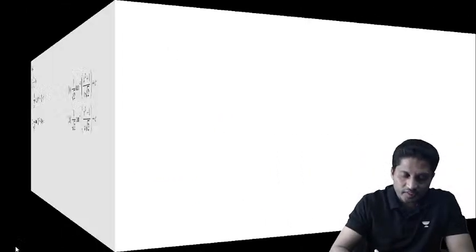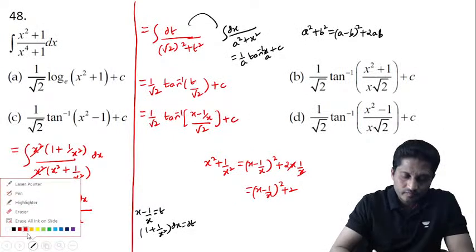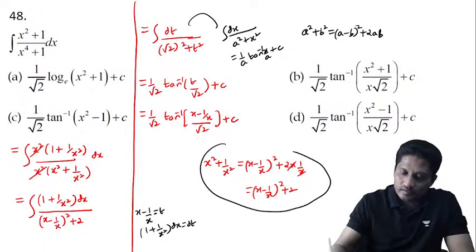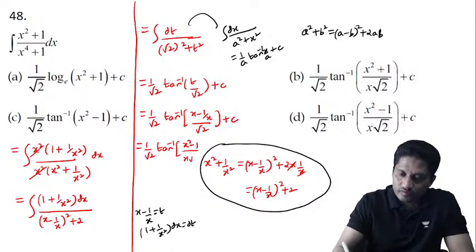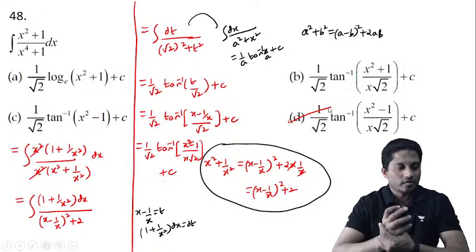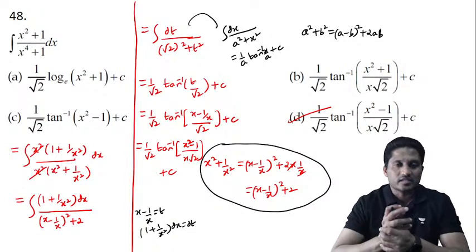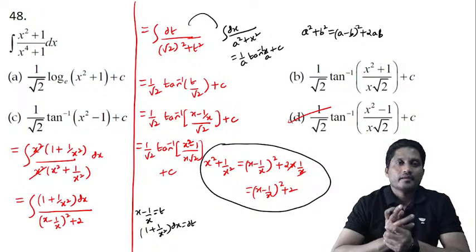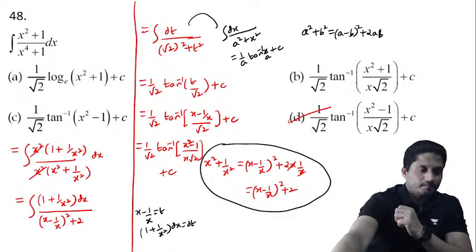Right, now if I cross multiply, this becomes 1 by root 2 tan inverse of x square minus 1 divided by x root 2, and then plus c. That's the last option D. Alright, you understand, guys? So it should be option D only. Let's move to the next question.